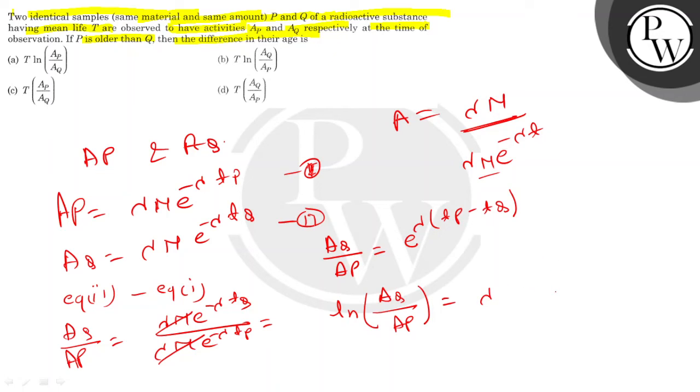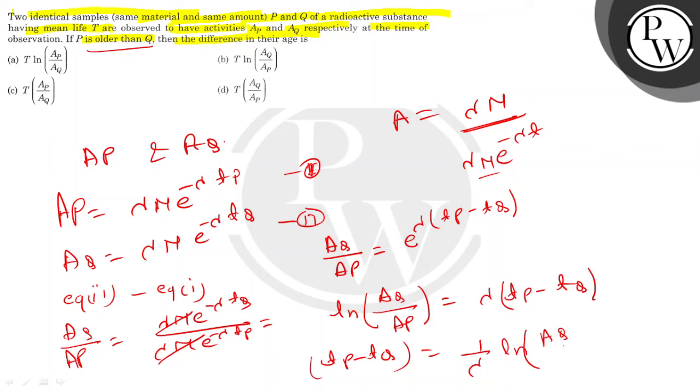So lambda times tP minus tQ. Okay, so यहाँ से क्या हो जाएगा, अपना tP minus tQ, because P is older than Q. So tP minus tQ will be positive, and time will always remain positive. So 1 by lambda times ln AQ upon AP.